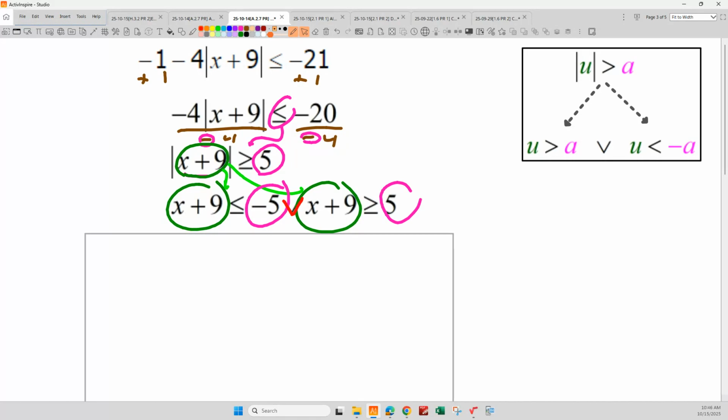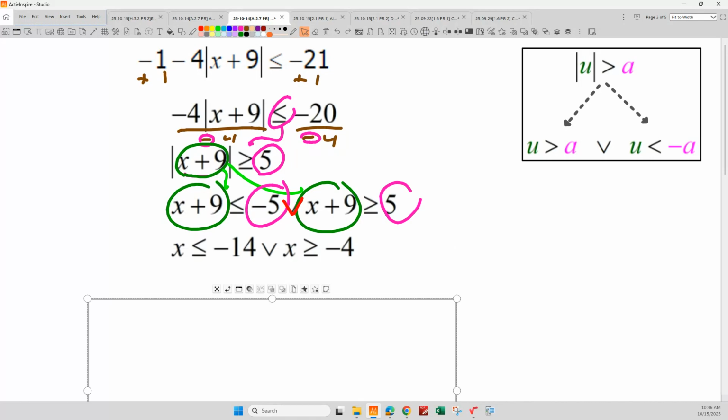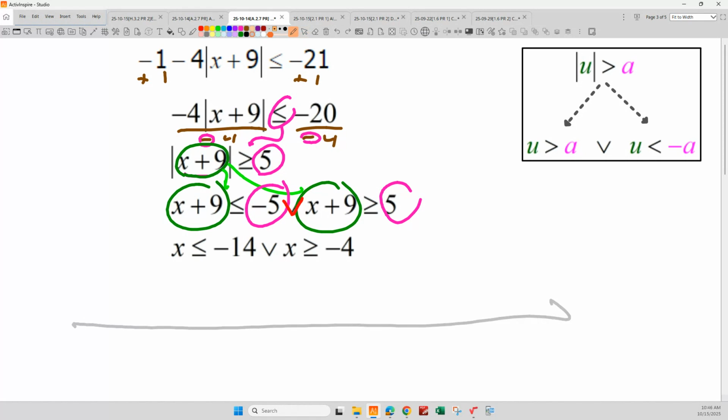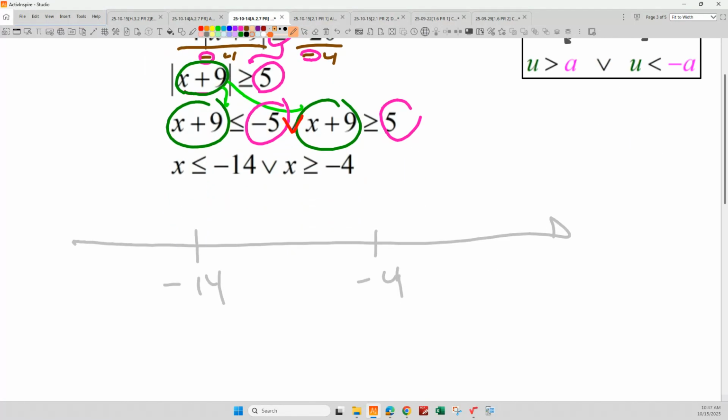I'm just going to subtract 9 from both sides. And so I get my solutions: x is less than or equal to negative 14, or x is greater than or equal to negative 4. And if I were to graph those on a number line, negative 14 would be on the left, negative 4 would be on the right. Well, what's that look like?